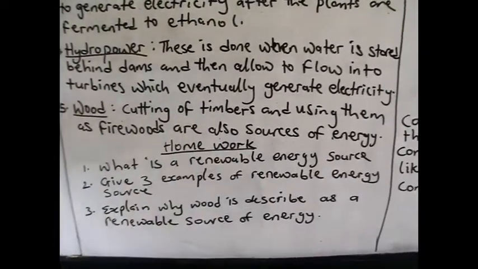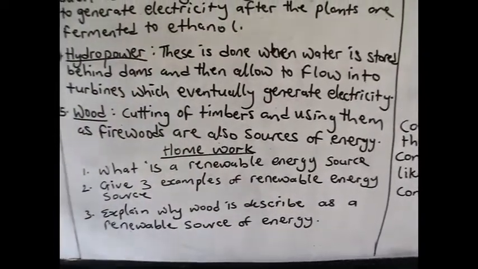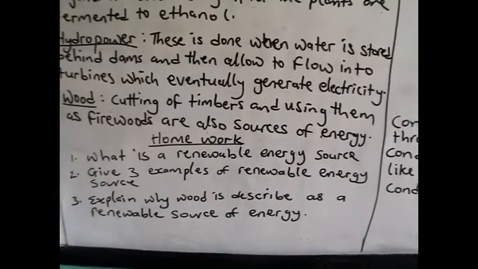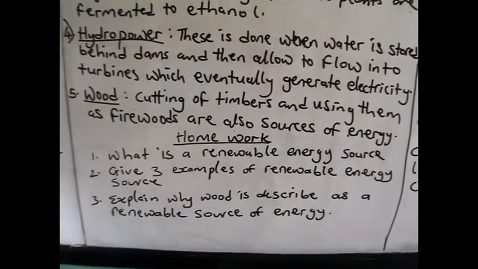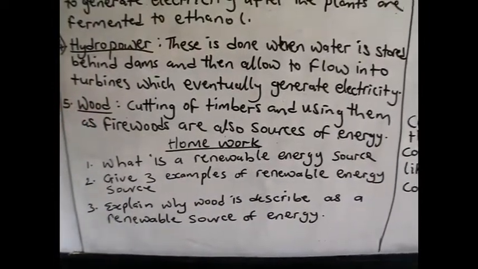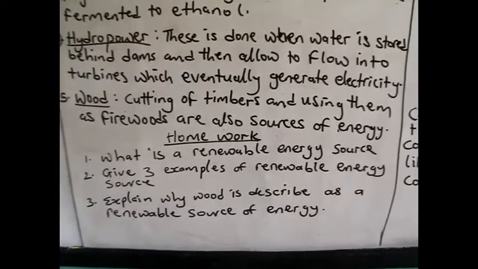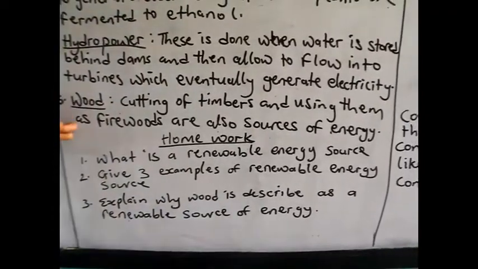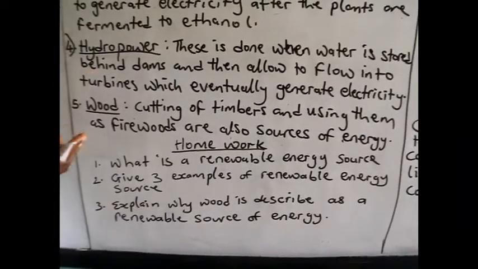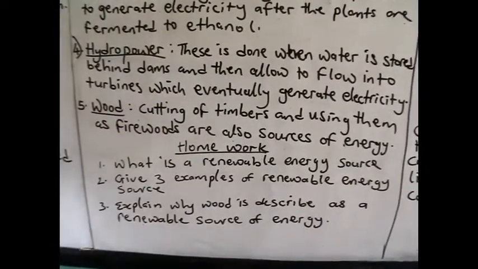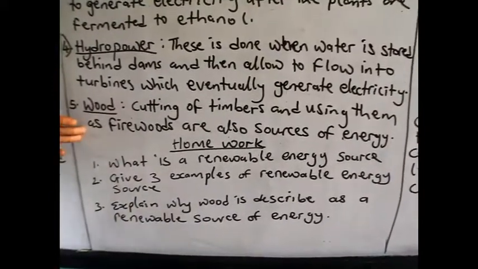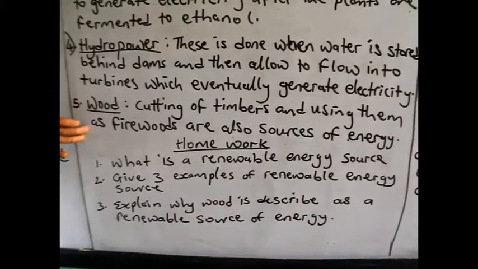Now let's look at the last one, wood. That one is commonly used by every household, mostly in the rural areas. You go to the bush, you cut firewood, and you use it to cook. What you are doing is using this chemical energy, converting it to heat, to prepare your food. So that is a way wood can be used to generate energy. Now you might ask me, how can it be renewed? After this firewood has been used, it turns into coal, what we call charcoal. The charcoal itself is a source of energy. It can be used to generate energy.